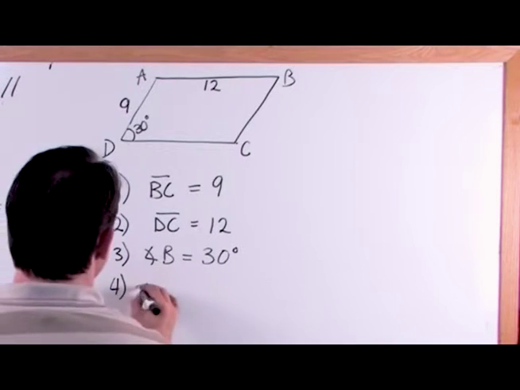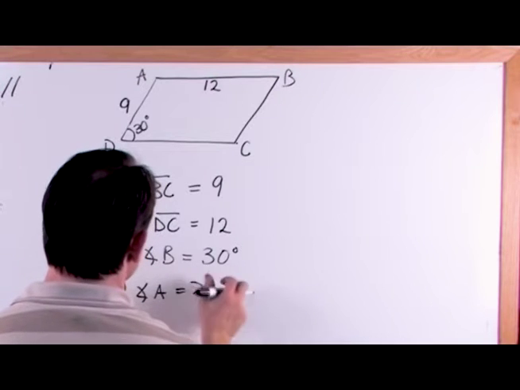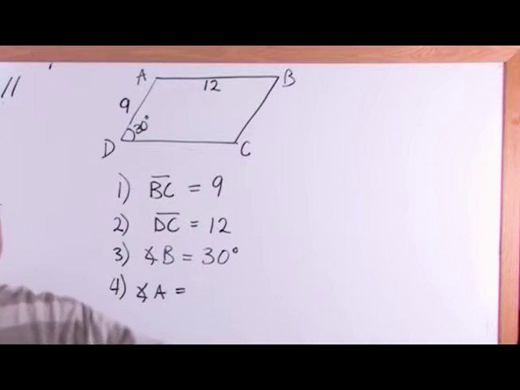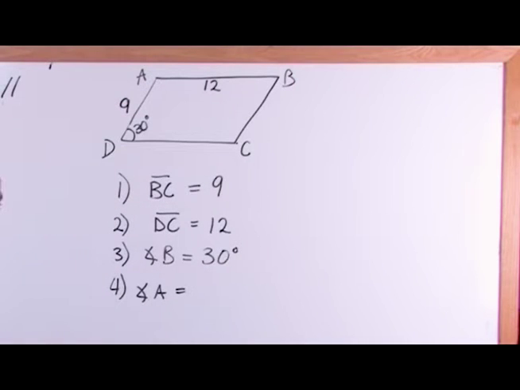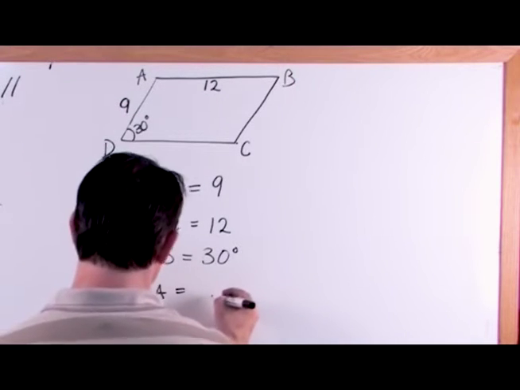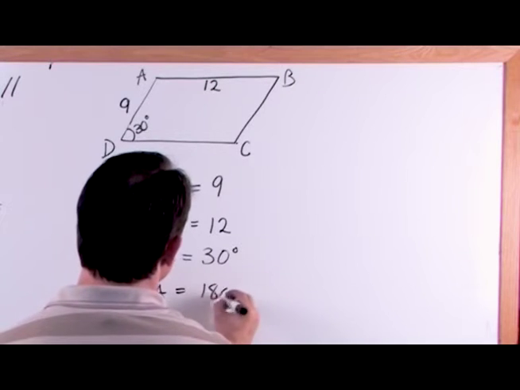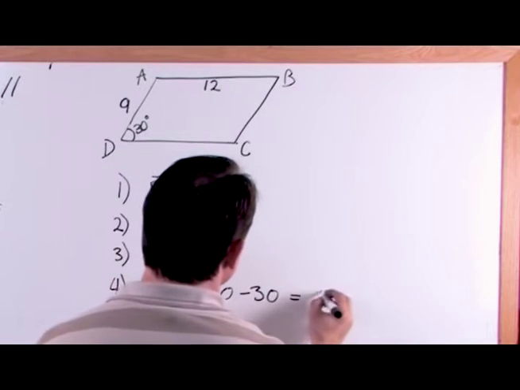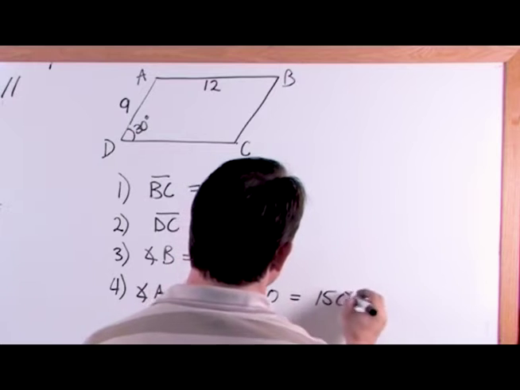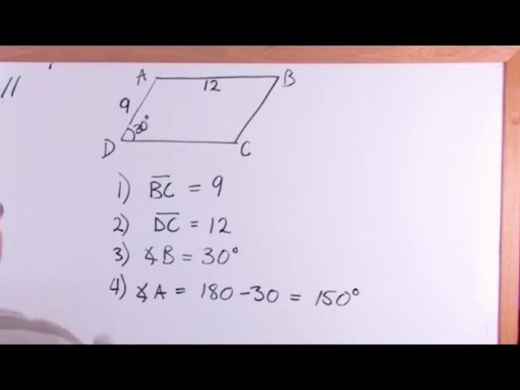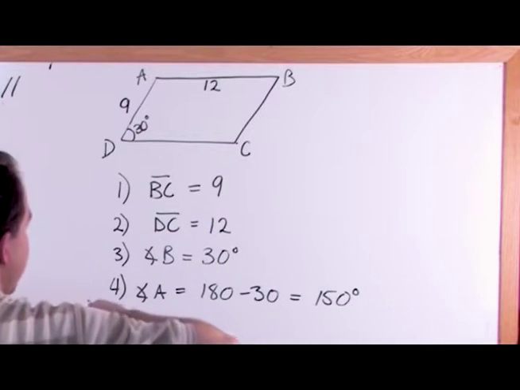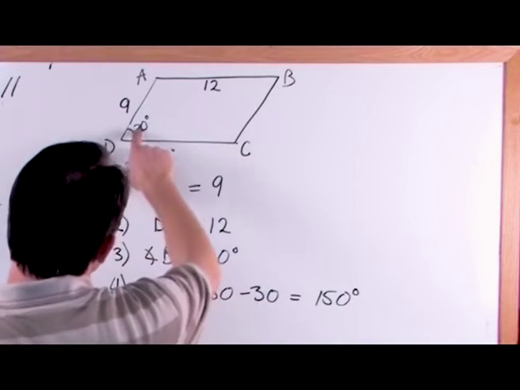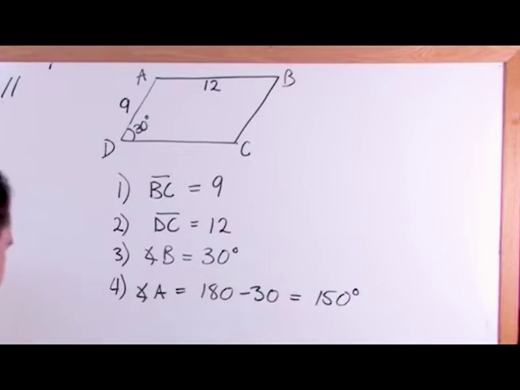Four, angle A is equal to, what's angle A equal to? This guy right here. Well, this is a consecutive angle, and we learned from our theorem there it has to be supplementary. So what we'll do is we'll say it's going to be 180 minus 30, which is equal to 150 degrees. Because these two angles are consecutive, so they must add up to 180 degrees in a parallelogram. So we just take 180 minus the 30, and so this one must be 150.